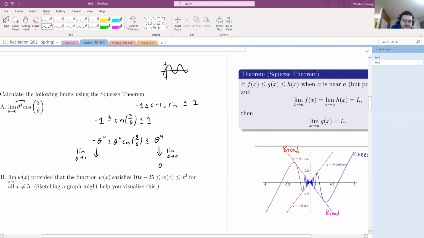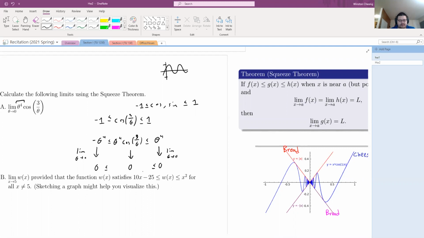And what about this guy? Negative theta to the 4, take the limit as theta goes to 0. That's also going to be 0. Okay. And this function in this top row, we're saying that this function is always sandwiched between these two things. So if I take the limit of this function as theta goes to 0, what does this have to be? It has to be 0 because of the bottom row. Okay, so that argument right there is pretty much squeeze theorem.